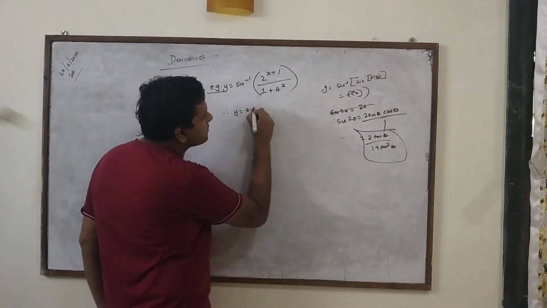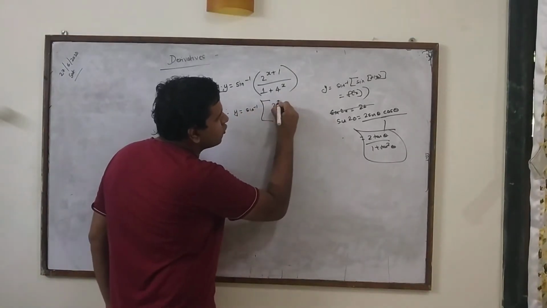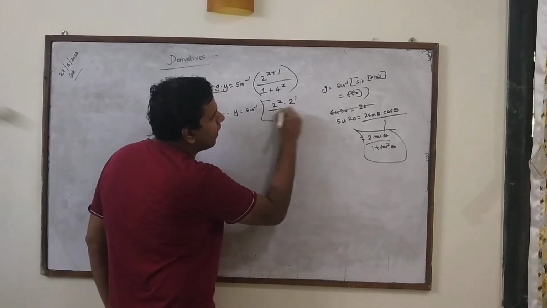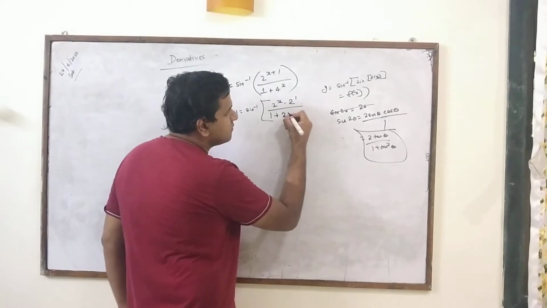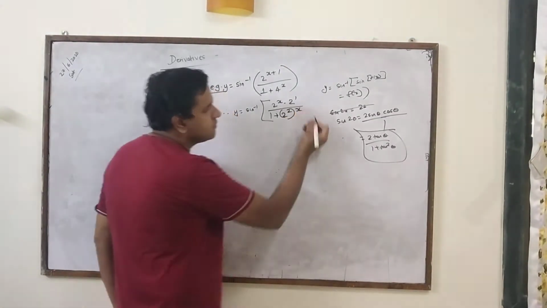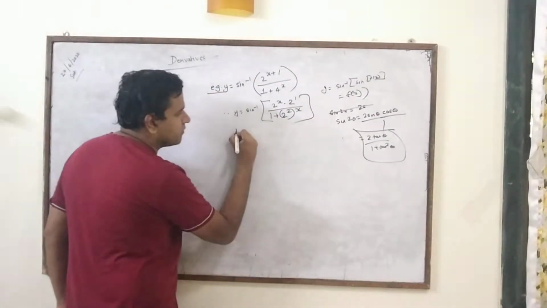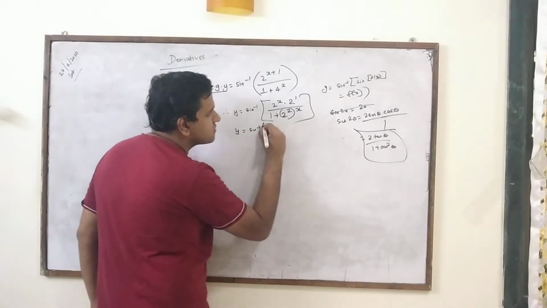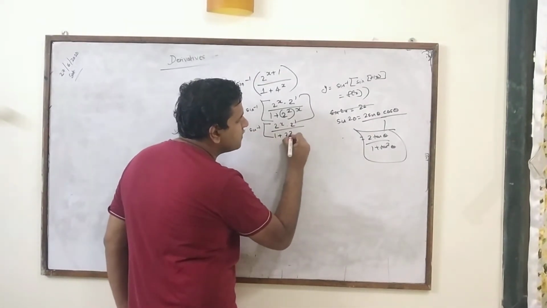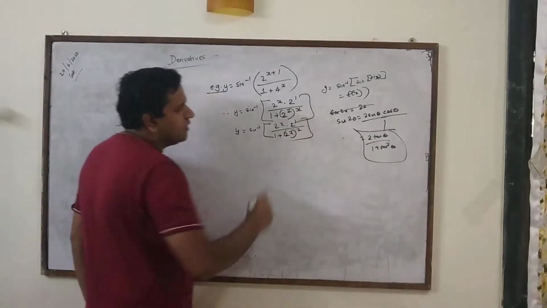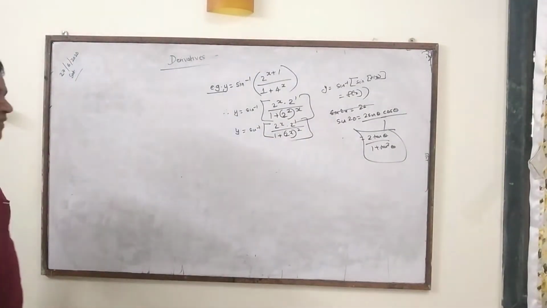Y is equal to sine inverse. I can write this as 2x into 2 raised to 1 upon 1 plus 2 square of x. Y is equal to sine inverse 2x into 2 raised to 1 upon 1 plus. Note very carefully what I have done.